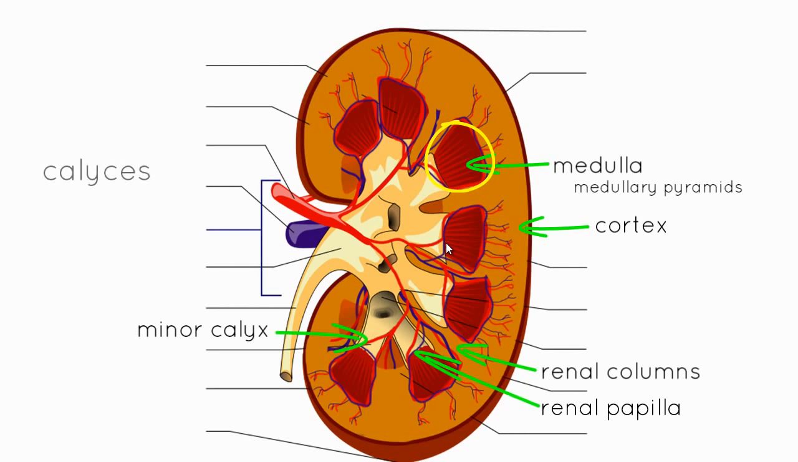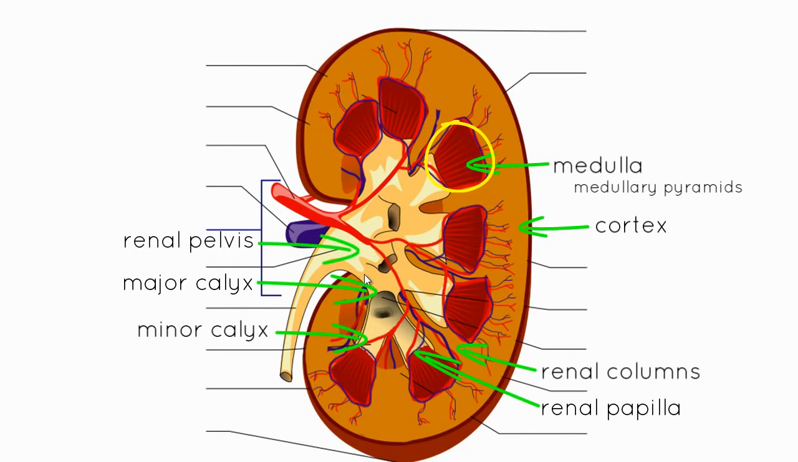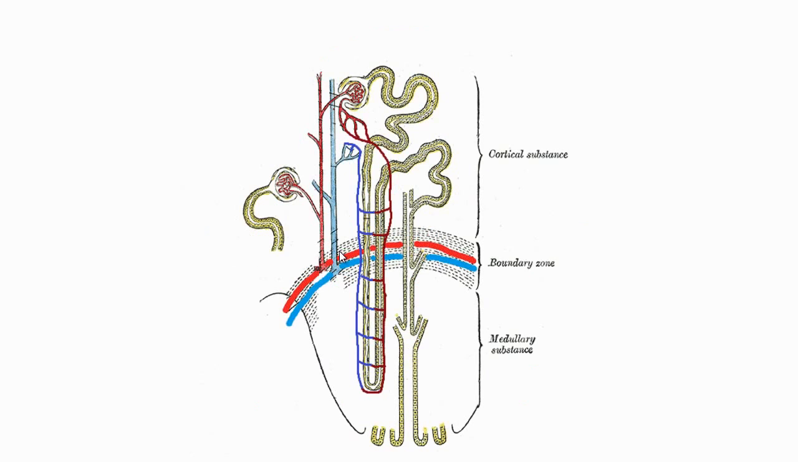So the plural of calyx is calyces, and these minor calyces come together to form major calyces, or singular is major calyx. So you've got the renal papilla pointing in towards draining urine into the minor calyx, and the minor calyx combines to form the major calyx. And then you've got the major calyces combining to form the renal pelvis. So this bit here is the renal pelvis. And then the renal pelvis forms the ureter, which leaves the kidney.